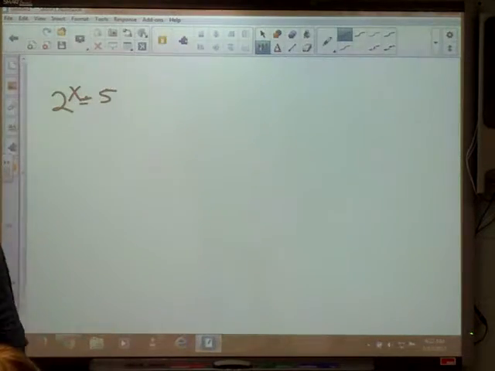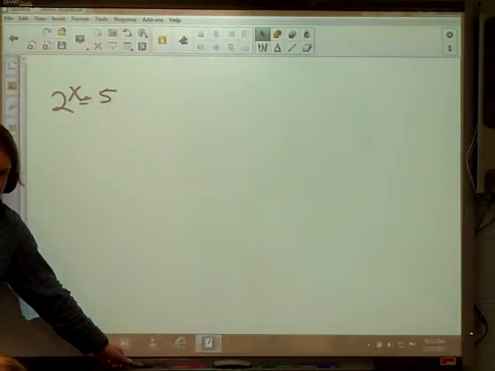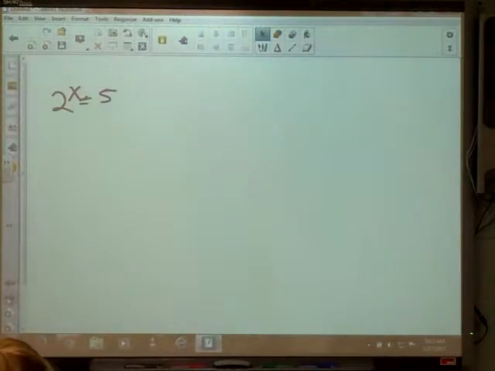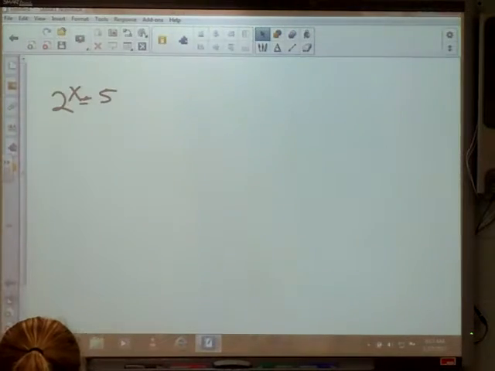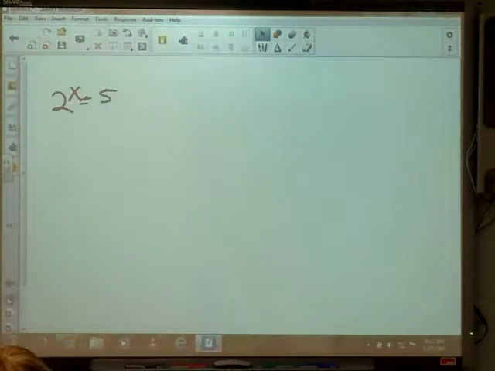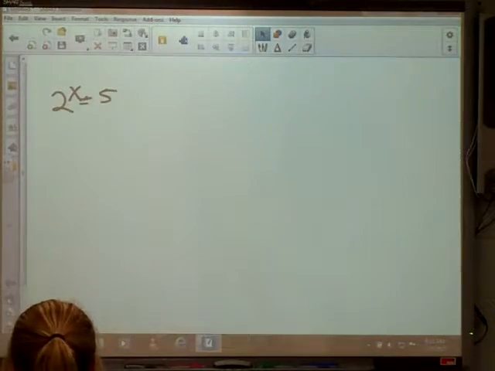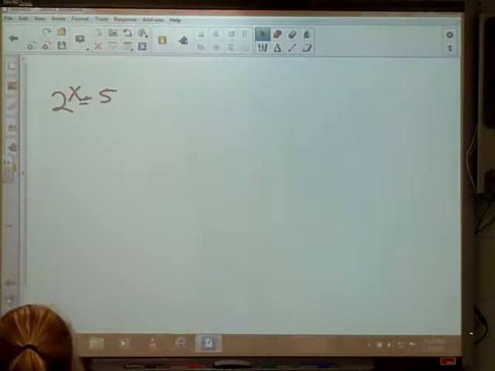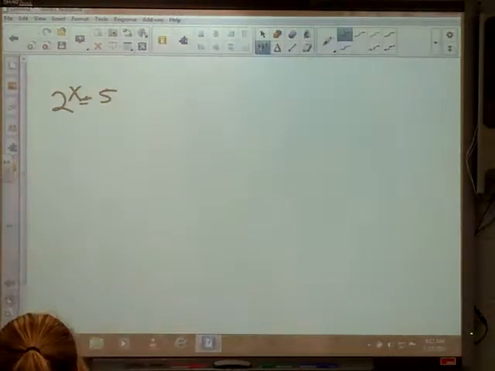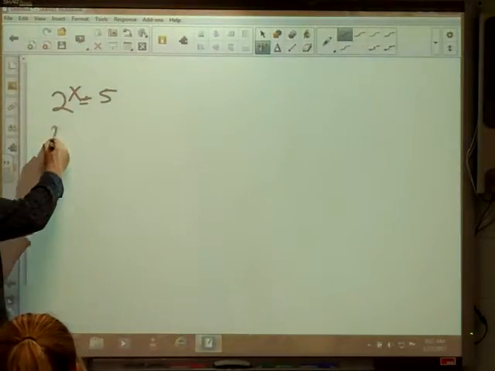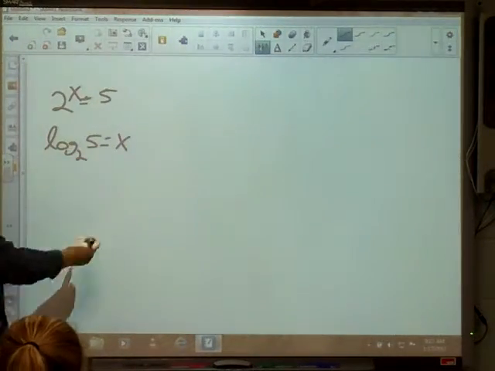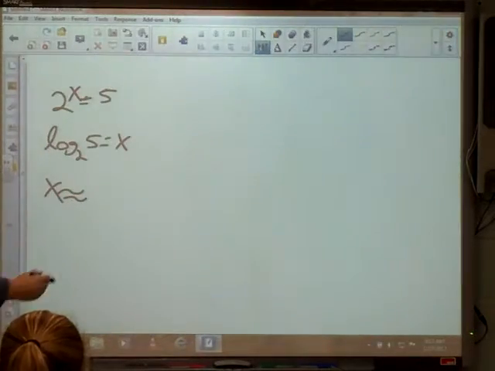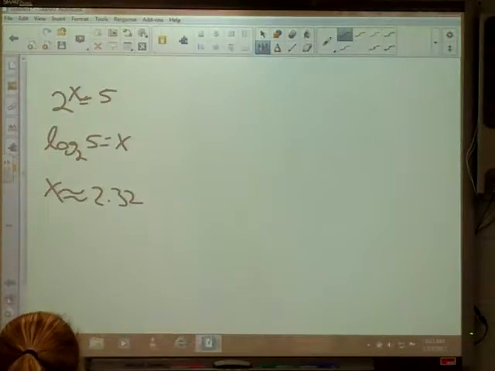Yourself. It's just like the one we just did. 2 to the x is equal to 5. What did your log form say? Okay. So, give me the nearest hundred. 2.32. That's a good deal. I got it? Easy schmeasy.